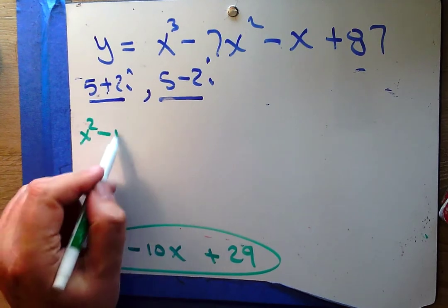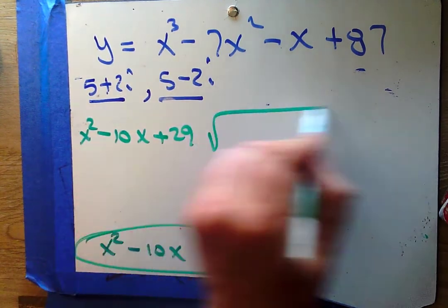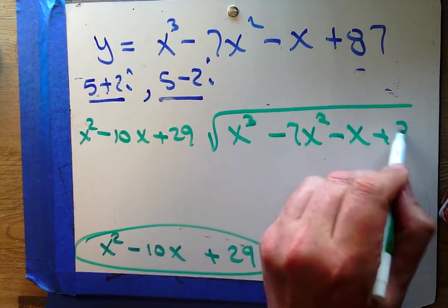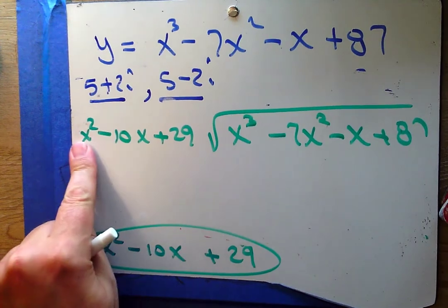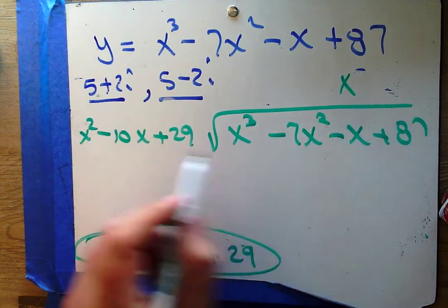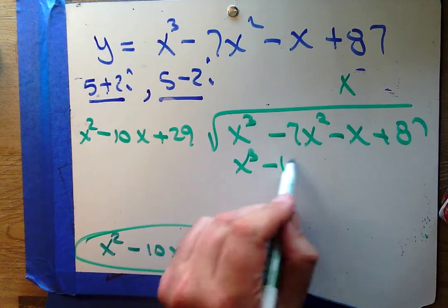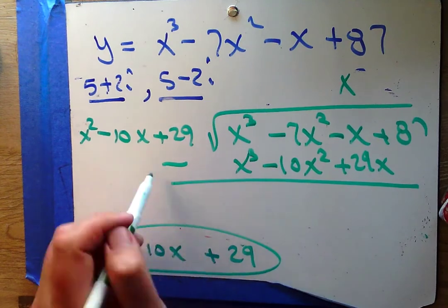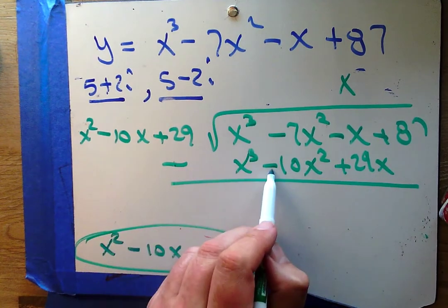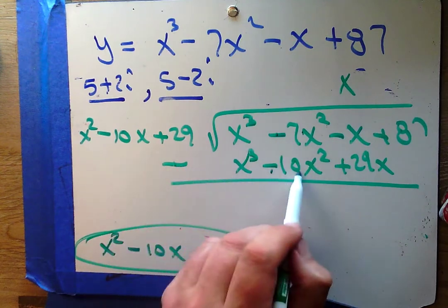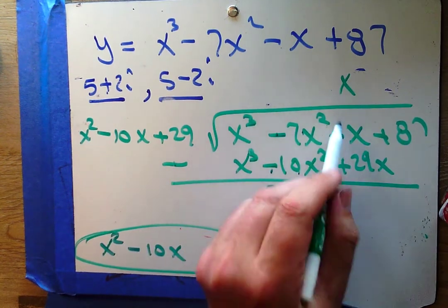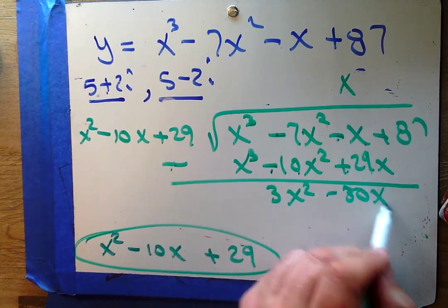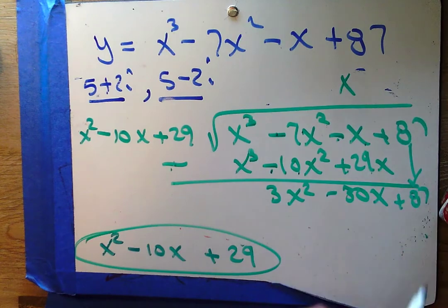So I've got x squared minus 10x plus 29 going into x to the third minus 7x squared minus x plus 87. What do I multiply this by to turn it into this? x. So I get x to the third minus 10x squared plus 29x. And then I subtract. Remember, long division, it's always subtract. Minus a minus is plus. Minus 7 plus 10 is 3x squared. And then minus x minus 29x is going to be minus 30x. And don't forget to bring down that 87.